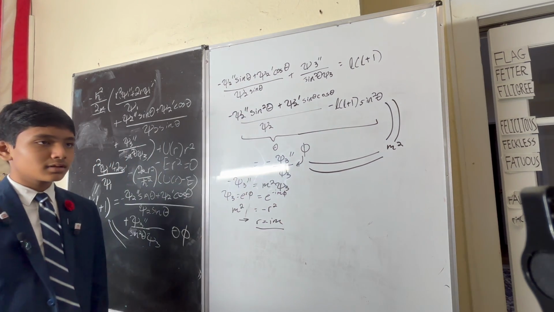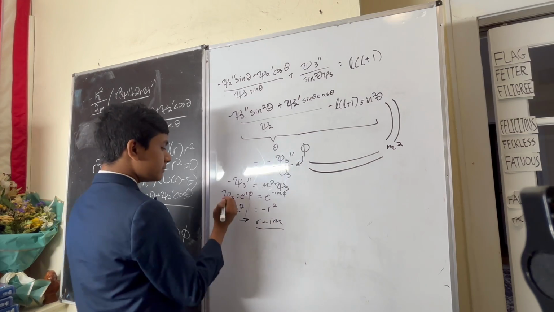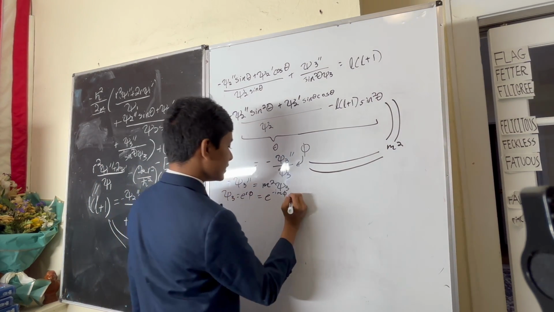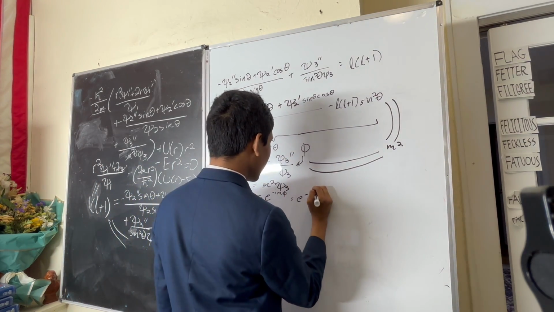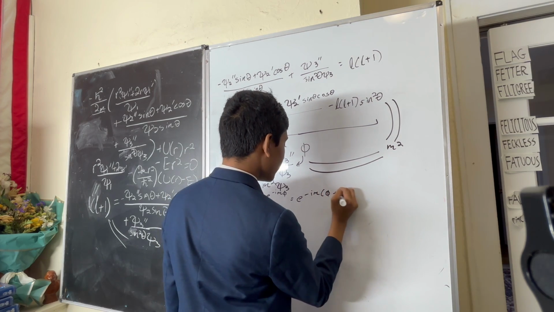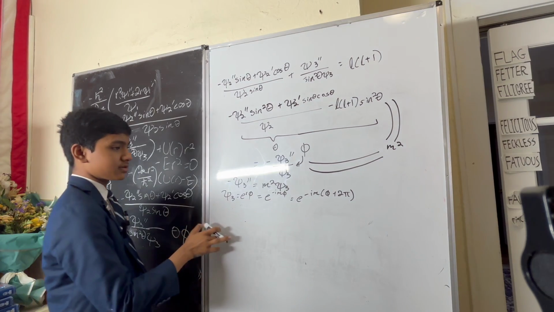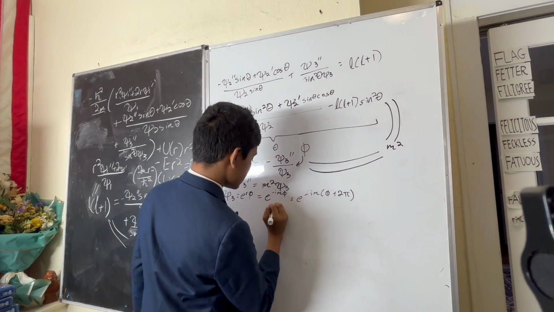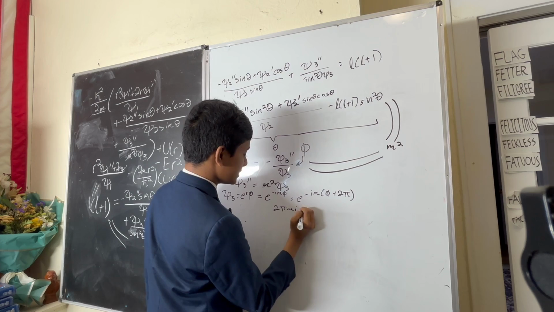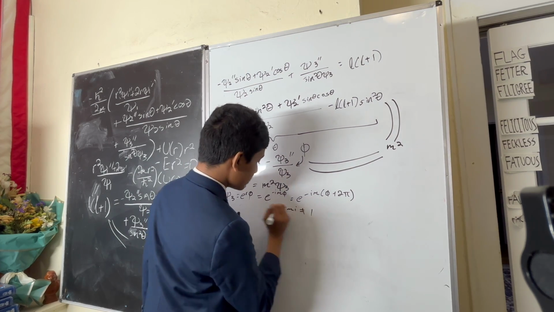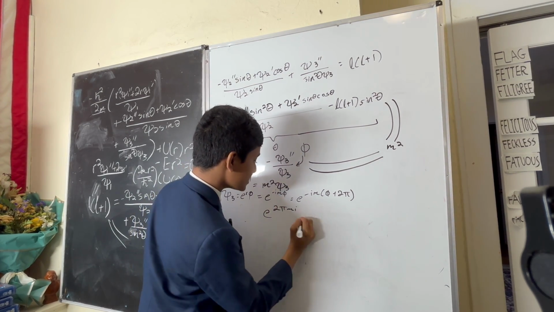Very simple. And so now, because of the fact that this should be equal to e to the minus im phi plus 2 pi, m must be an integer, because otherwise this is not equal to 1.